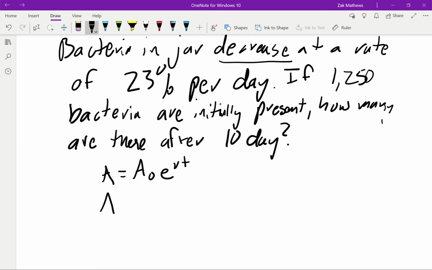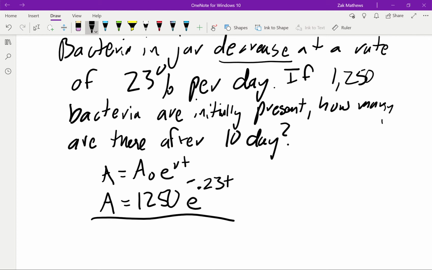So I want to find the future amount of bacteria. I know the starting amount was 1,250. My rate was 23%. I can't just write a 23 here, because remember that's percent. I always have to work with it in decimal form. So it needs to be 0.23, and as we just discussed, it better be a negative. So this would be the equation that would give me the amount of bacteria present after any number of days.